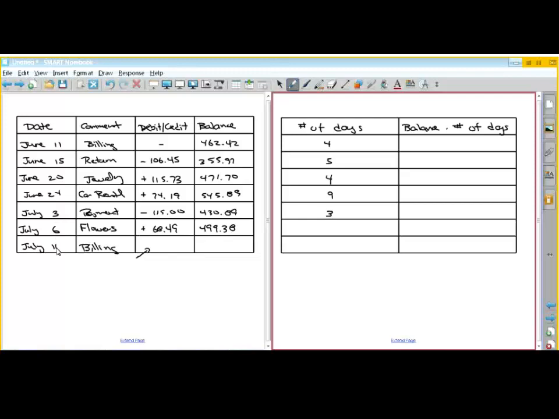To get this, you have 3 days for that one, and then you have 11 minus 6 is 5. So if we add all those up, we should get 30. 4 plus 5 plus 4 plus 9 plus 3 plus 8. I got 33 days. Something's wrong. So let's see what I did wrong.